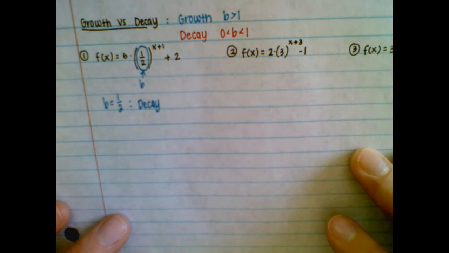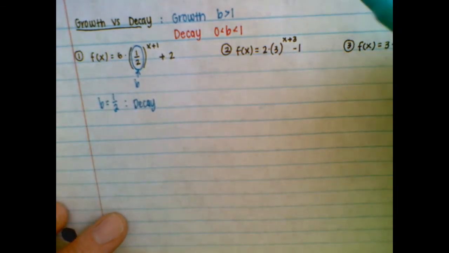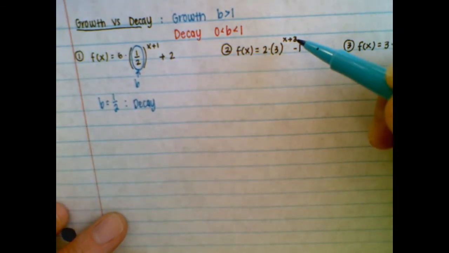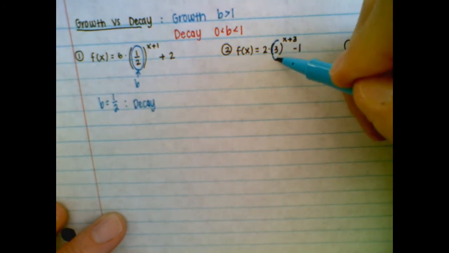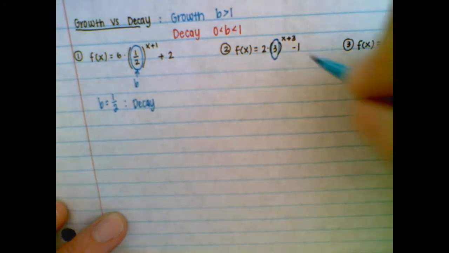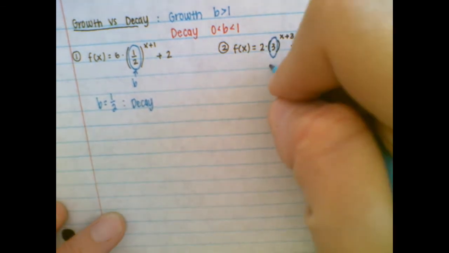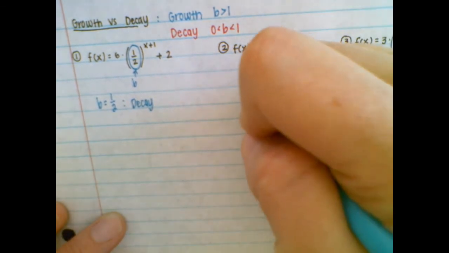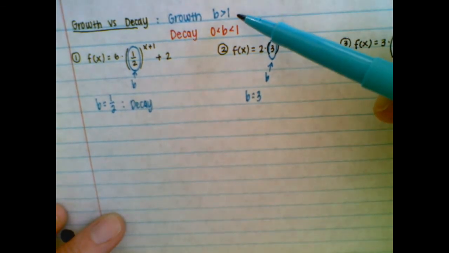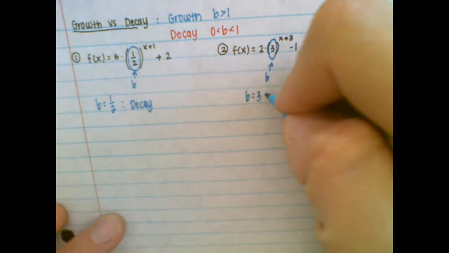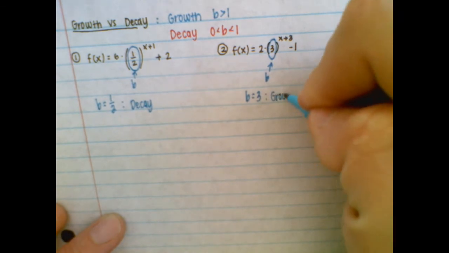How about the next one? What if our function is f of x equals 2 times 3 to the x plus 3, minus 1? Again, the number I want to concentrate on is the one on the inside of that set of parentheses with the exponent attached. So this means that my b value is 3. Since we know 3 is greater than 1, this must mean that this is a growth function.